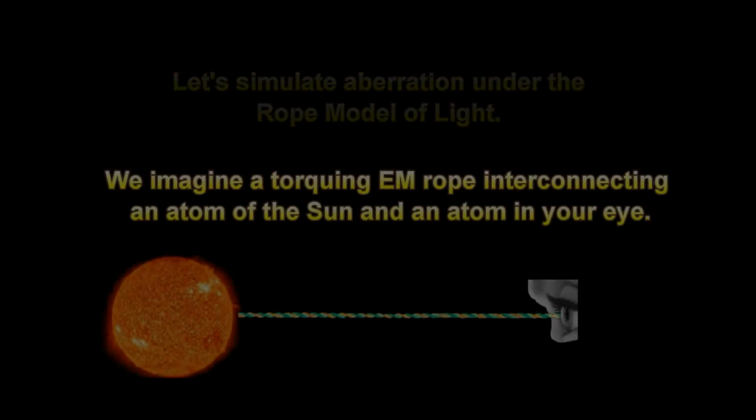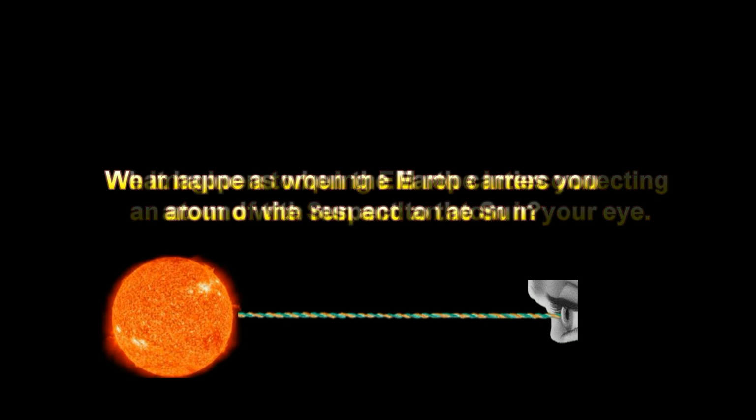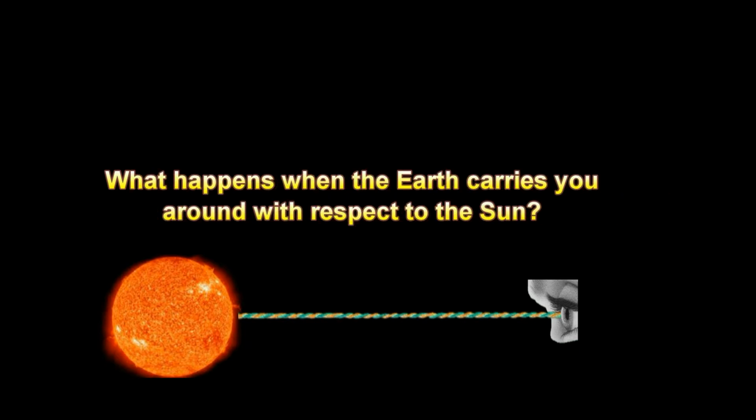Let's simulate aberration under the rope model of light. We imagine a torquing electromagnetic rope interconnecting an atom of the sun and an atom in your eye. What happens when the Earth carries you around with respect to the sun?